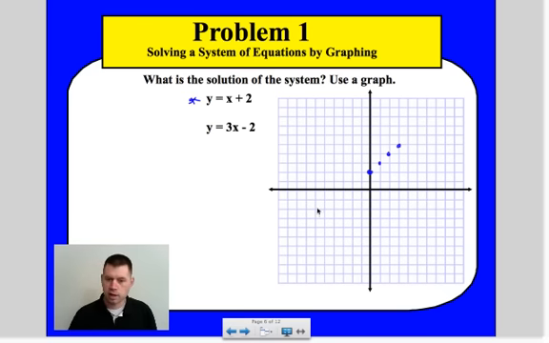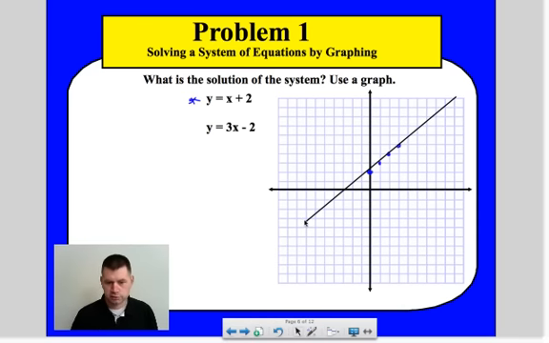Okay, so I'm just going to draw a line across here as we go. I'll straighten this out a little bit. So there's our line. That's the first one we have. Now let's look at the second one. The second one's -2, so we're going to go down 2 and plot that point.